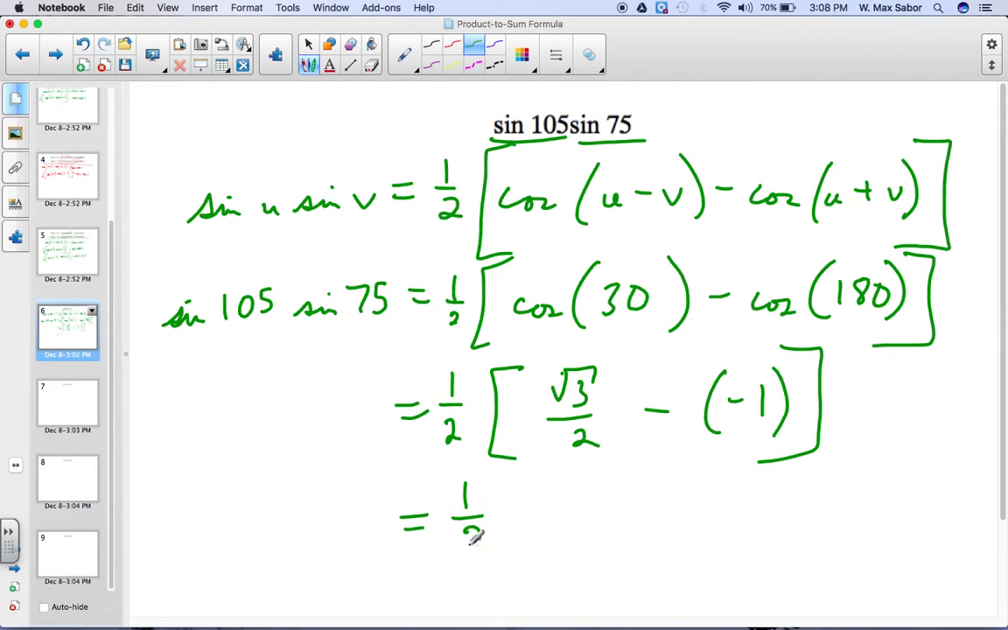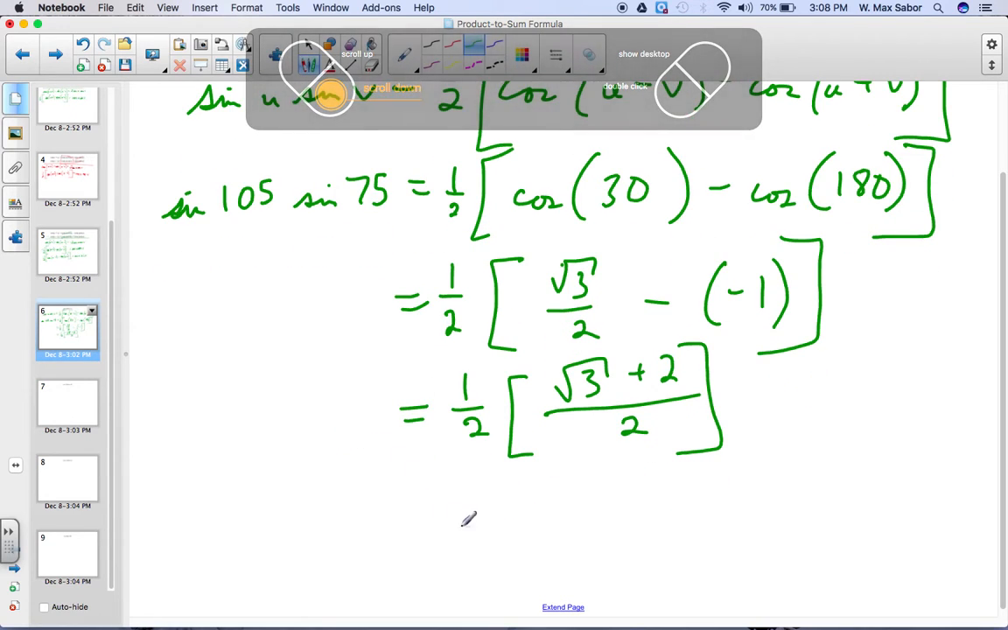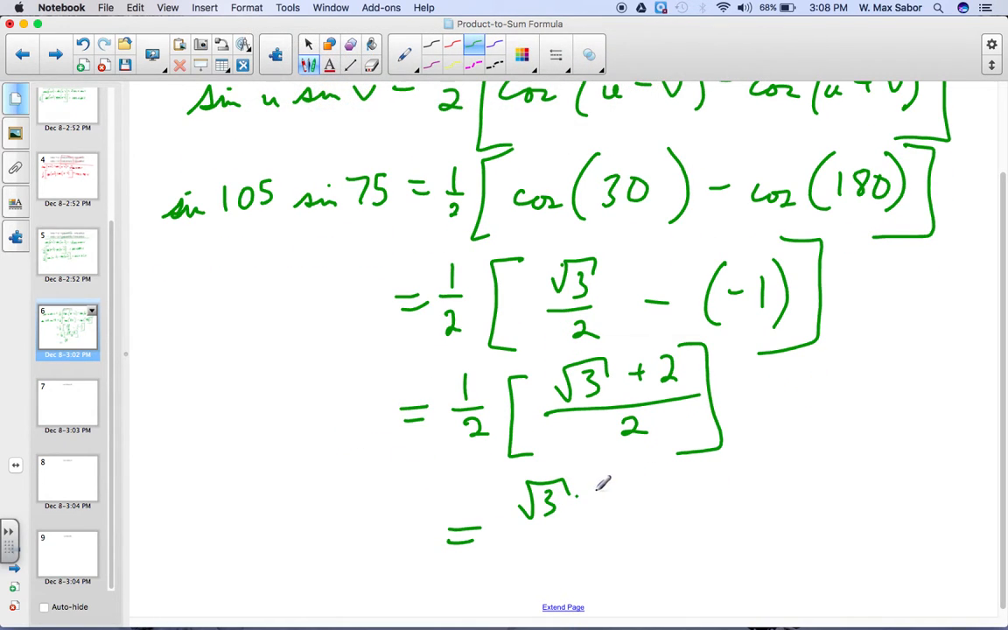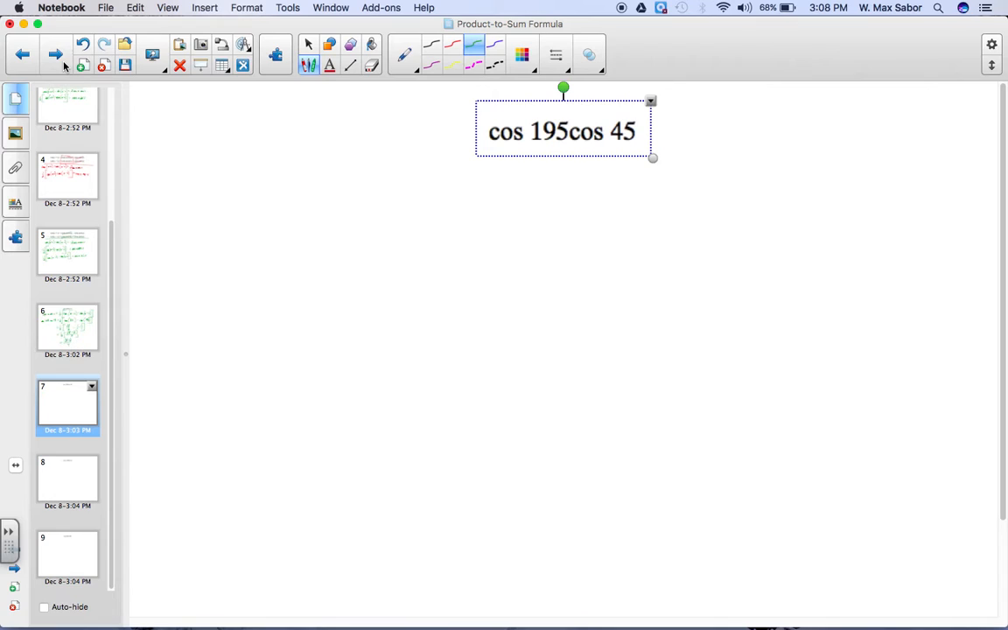So this is 1/2 times (square root of 3 plus 2) over 2. So our final answer is (square root of 3 plus 2) over 4. That's sine of 105 times sine of 75 degrees.